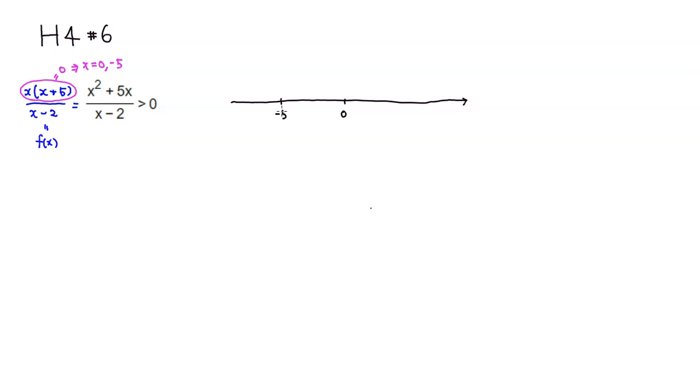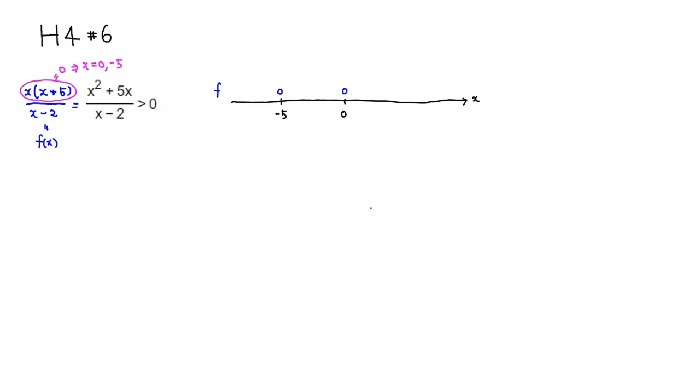Then I'm going to indicate the function f. Since the numerator is 0 at -5 and at x equals 0, the function value is 0. So I'm going to put a 0 here to indicate that the function is 0 at those 2 points.